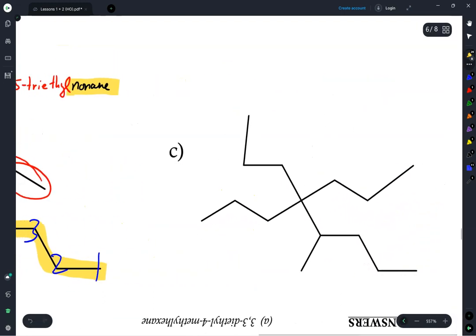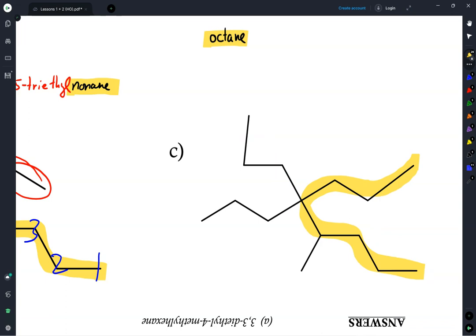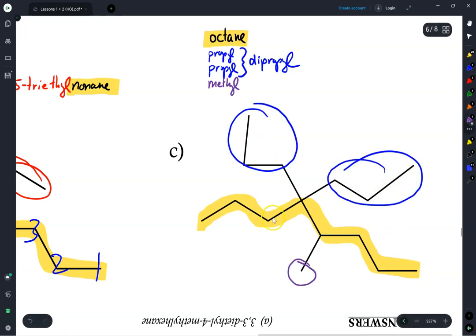Moving on to the last one, I've chosen octane to be my parent chain. Once again, you could have chosen this one as well, but as you'll see in a bit, it's going to be the exact same thing, whether or not you chose this as your parent chain, this as your parent chain, or this. In any case, we have 2 propyl branches, which we're going to simplify to dipropyl, and 1 methyl branch.